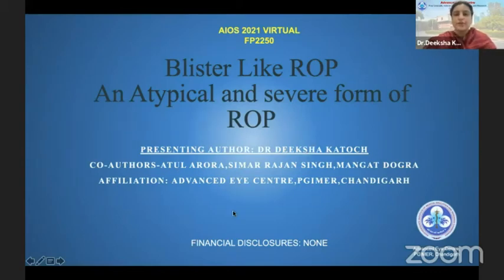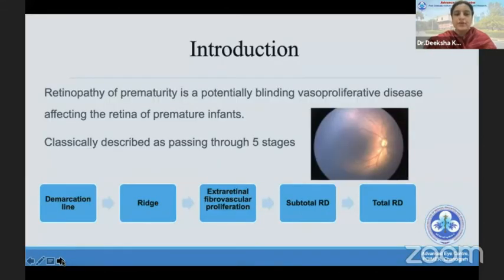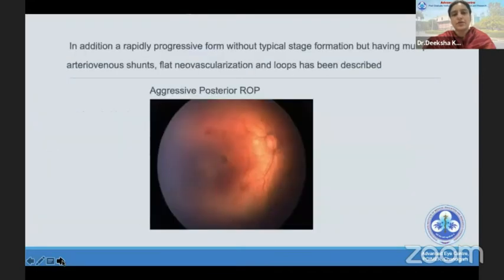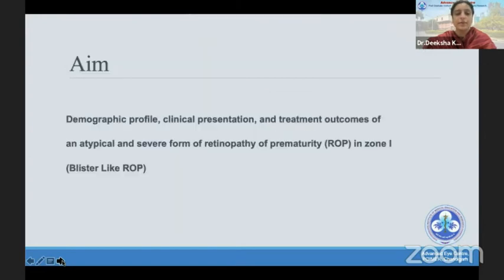The topic of my presentation is an atypical and severe form of retinopathy of prematurity, the blister ROP. As we all know, retinopathy of prematurity is a potentially blinding vasoproliferative disease affecting the retina of premature infants and is classically described as passing through 5 stages from the demarcation line to total retinal detachment. In addition to this classical description, we have another form of ROP, which is known to be rapidly progressive, with absence of the typical stages, flat neovascularization and a prominent plus disease.